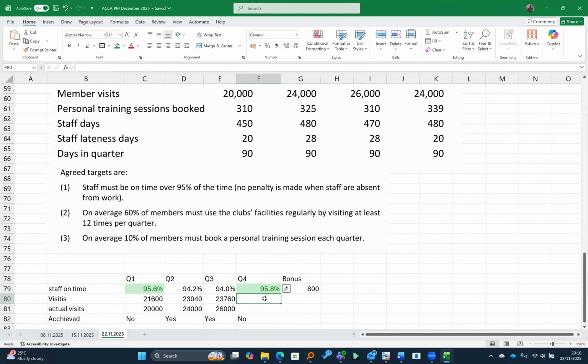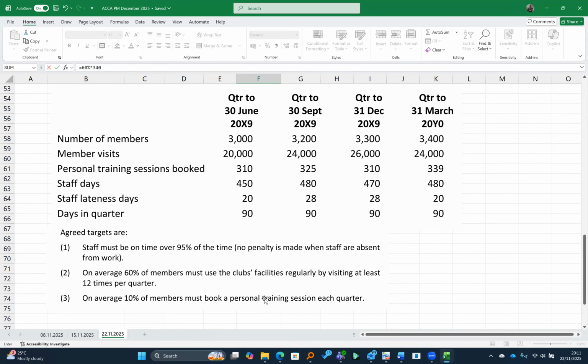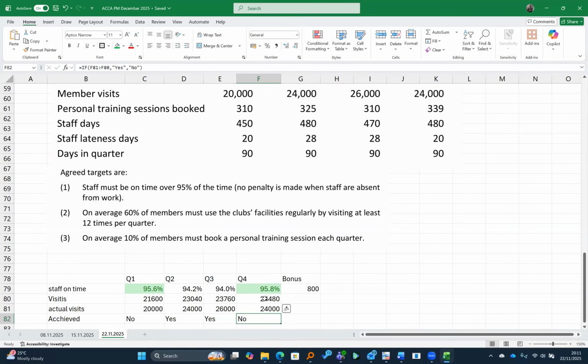And in the fourth quarter, that is 60% multiplied by 3,400 multiplied by 12. That is 24,480. And here we have 24,000. So here we didn't achieve. So this is also just 2 times. So 2 times 400.